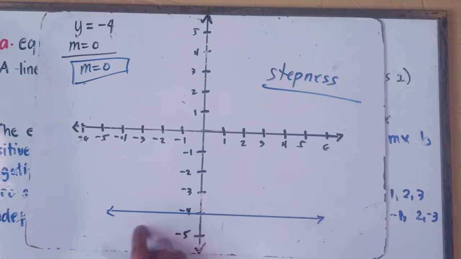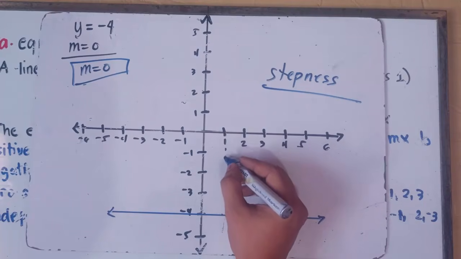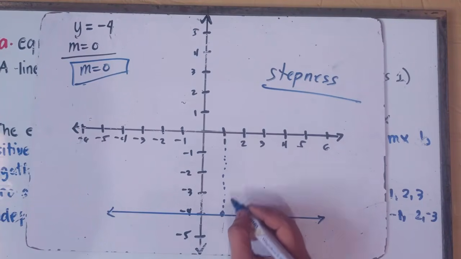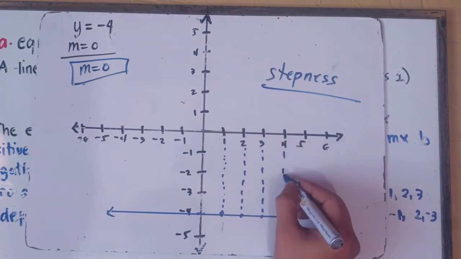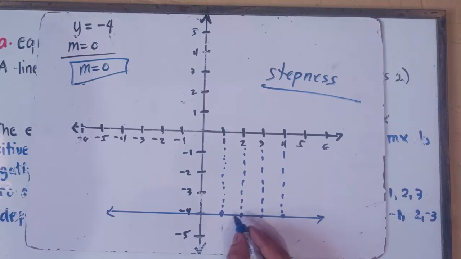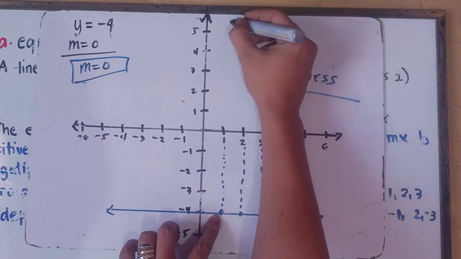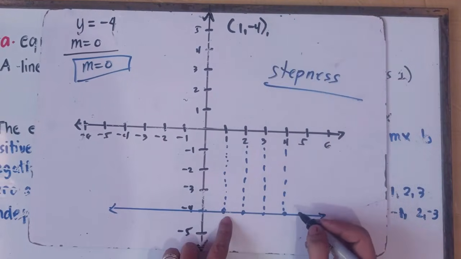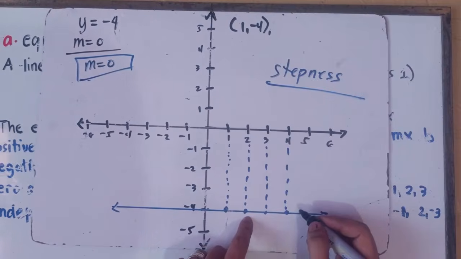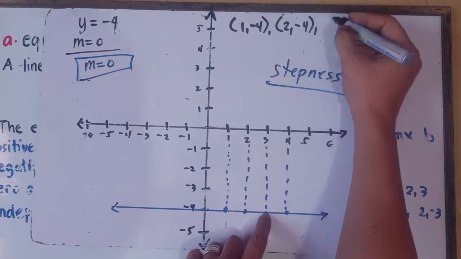With regards to this graph, class, if you have these points on the given graph, the ordered pairs, let me just write them. This one right here: x is positive 1, y is negative 4. This one: x is positive 2, y is negative 4. This one: x is positive 3.